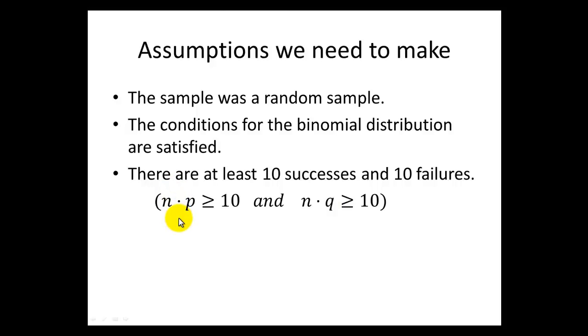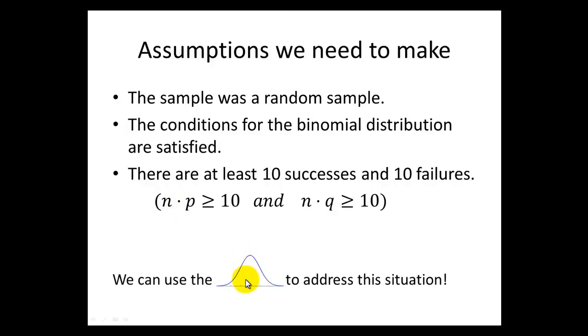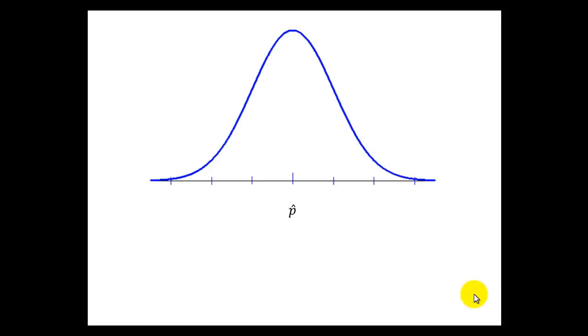So basically what this does is give us permission to use our normal model, our bell curve, to address the situation. This bell curve is going to help us create this interval or range of values. So here is our bell curve that we know we are allowed to use to solve this problem. As you can see, we have it centered about p hat, our sample proportion.